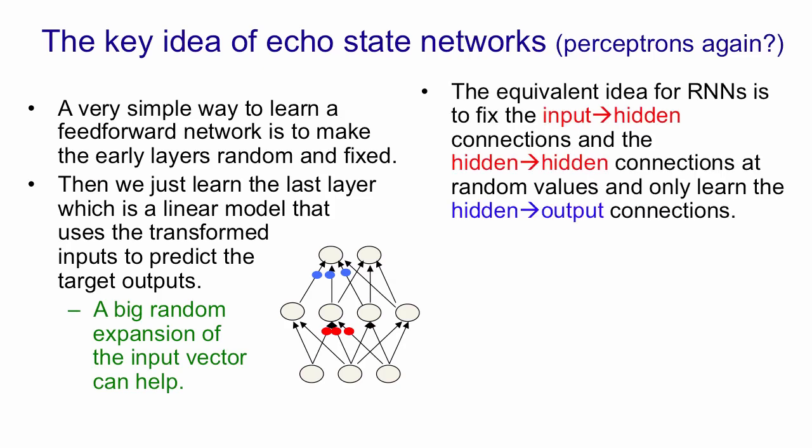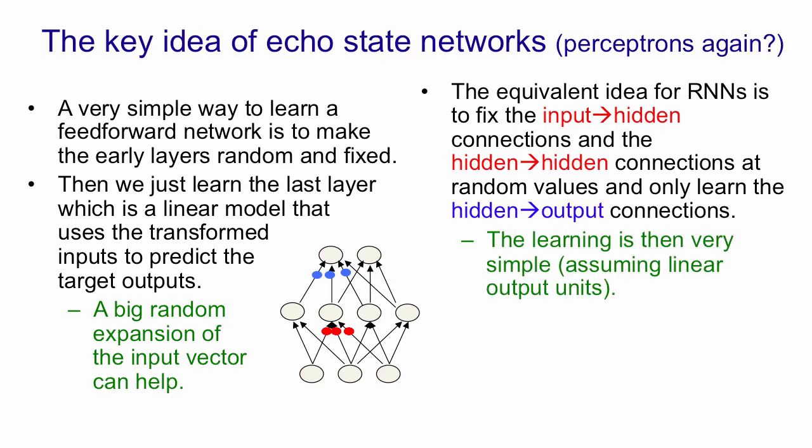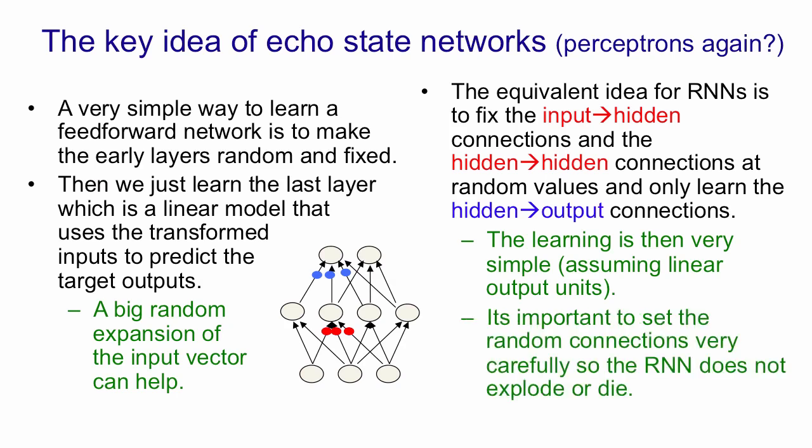The idea is to make the input to hidden connections and the hidden to hidden connections have random values that are carefully chosen, and just learn the final layer of hidden to output connections. The learning is then very simple if you use linear output units, and it can be done extremely fast. This approach is only ever going to work if you set the random connections very carefully so that the recurrent neural network doesn't die out with no activity and doesn't explode.